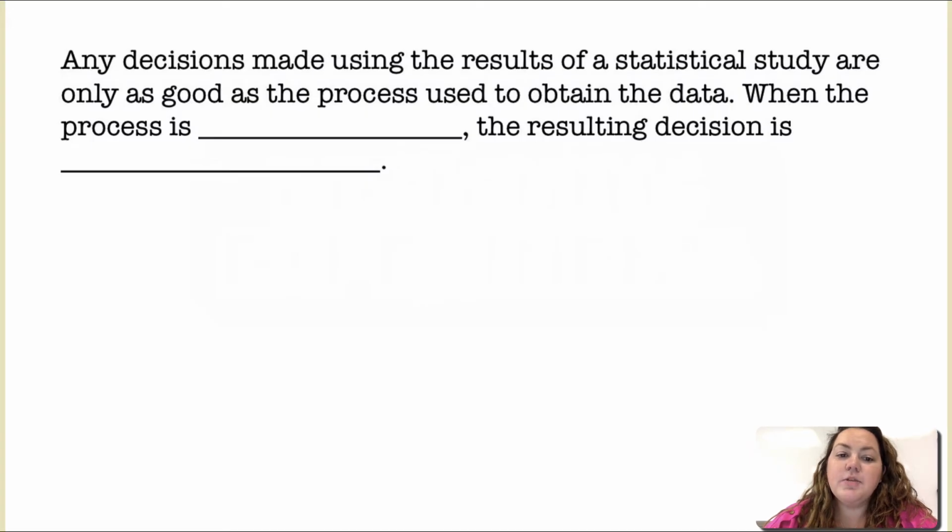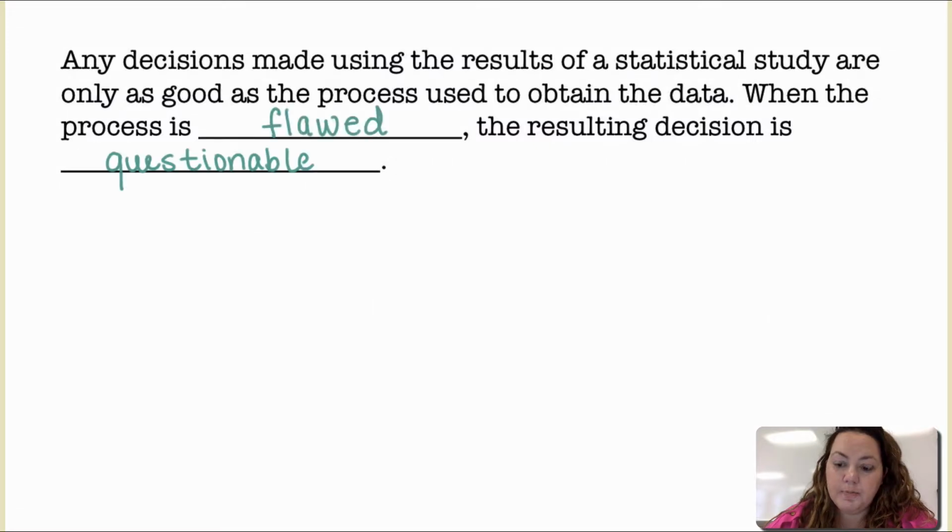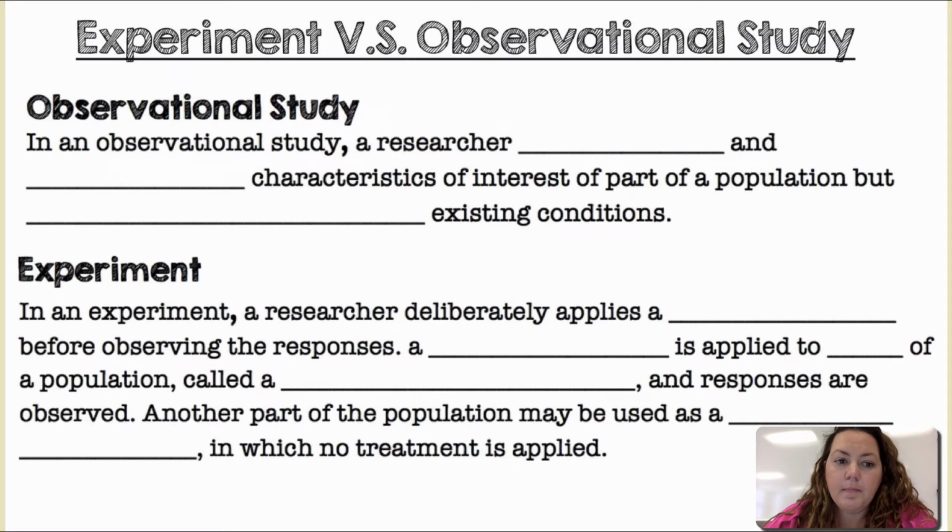Any decision made using the results of a statistical study is only as good as the process used to obtain the data. When the process is flawed, the resulting decision is questionable. An experiment versus an observational study.